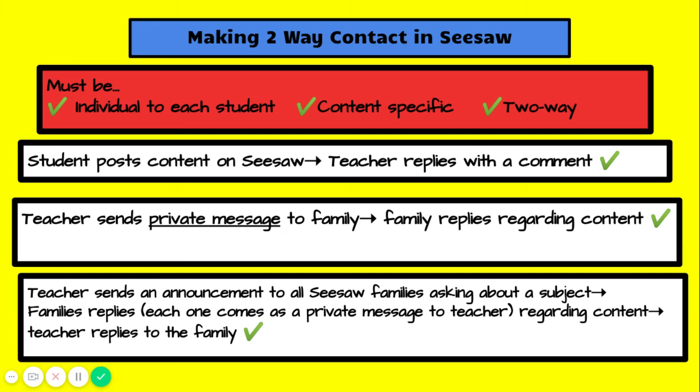replies. That also works. A third way is if a teacher would like to send an announcement to all family members asking for progress for the students. The family replies. Once the family replies, it comes back to the teacher as a private message. And then the teacher is obligated to reply back to the family so that you have two-way individual contact with families.